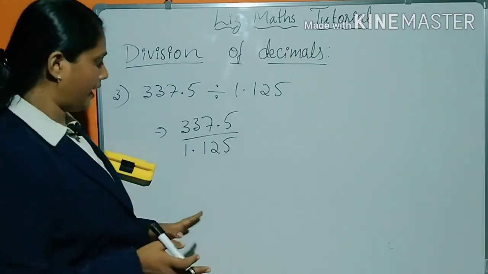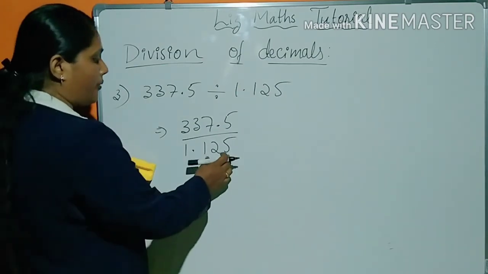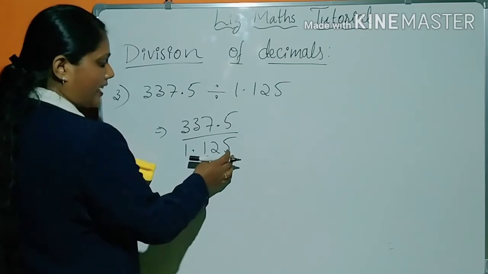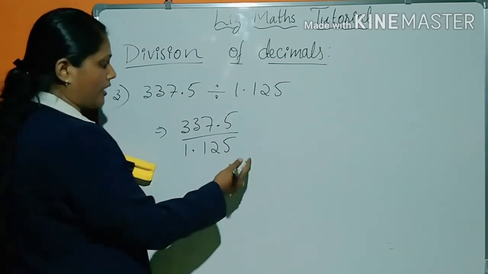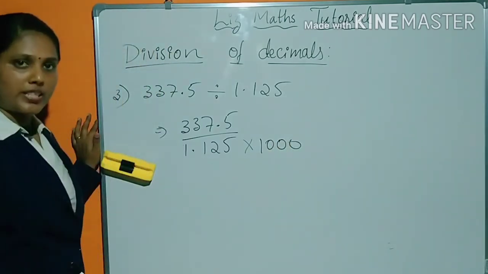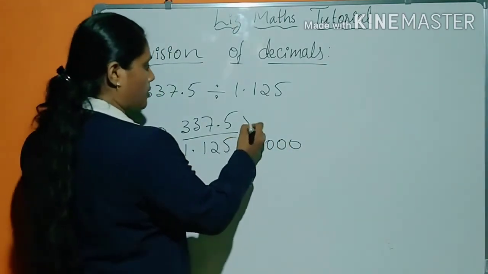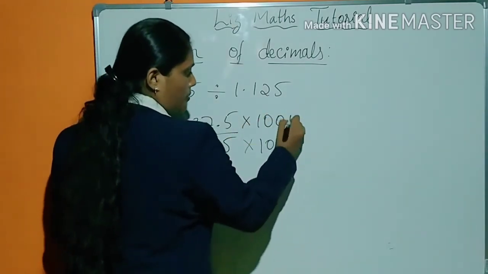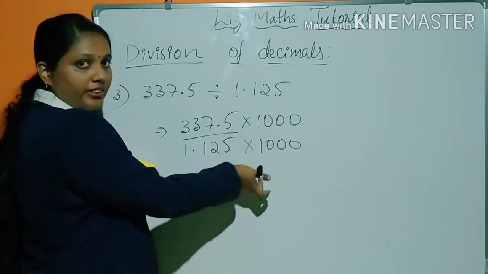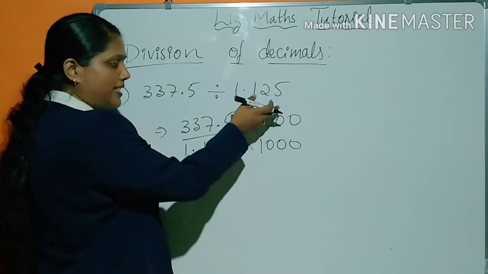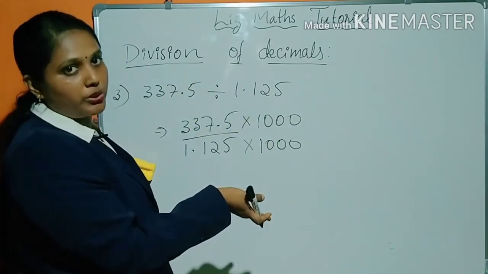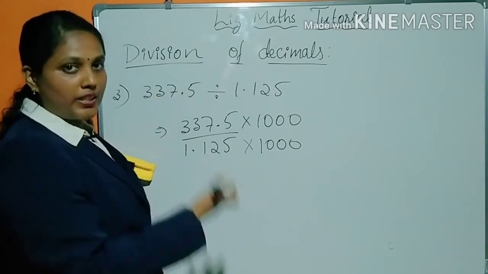So what you have to do in this case is go for the highest places. Which is the highest places here? 1, 2, 5. 3 places you can find. So you have to make it by thousands. So the same number you have to multiply to the numerator also. Here 10 is enough, but you cannot make the difference here. So you have to multiply with the same number. So you are multiplying with the thousands in both the numerator as well as the denominator.